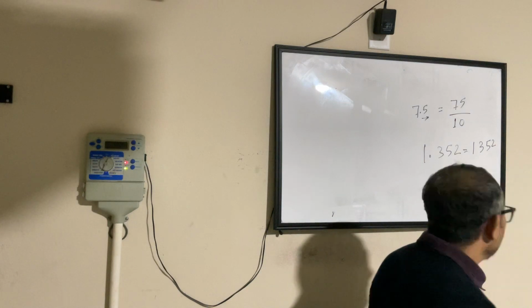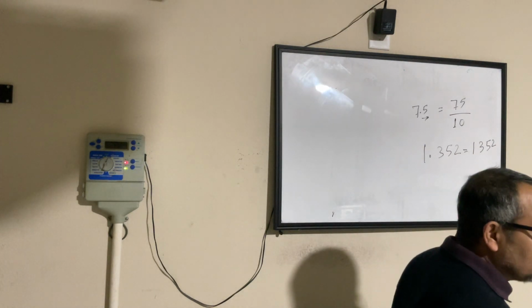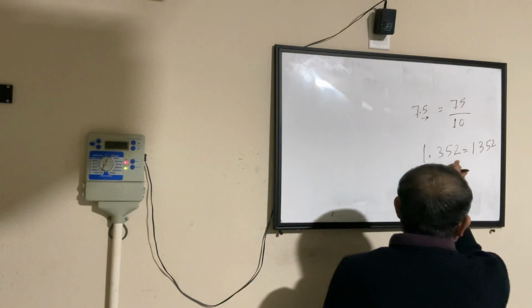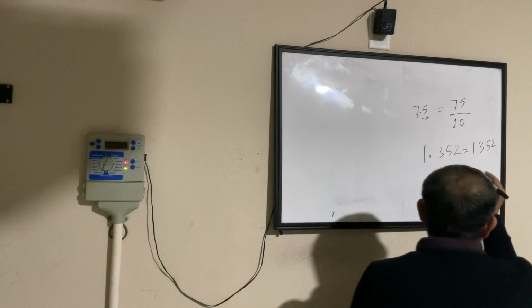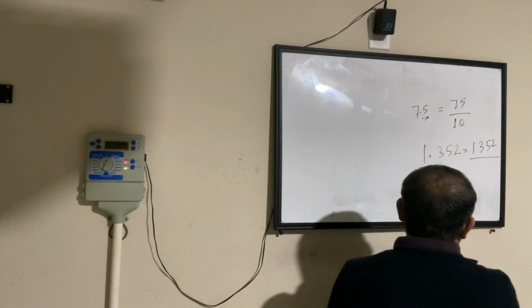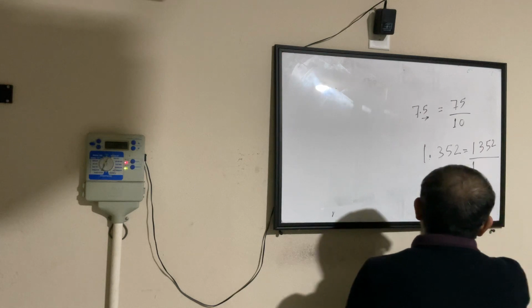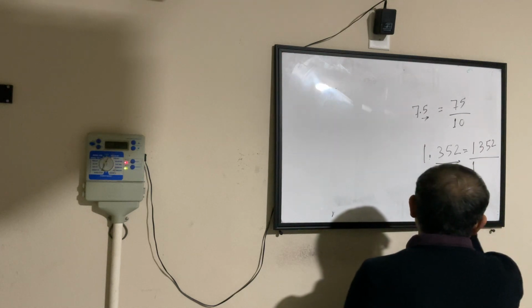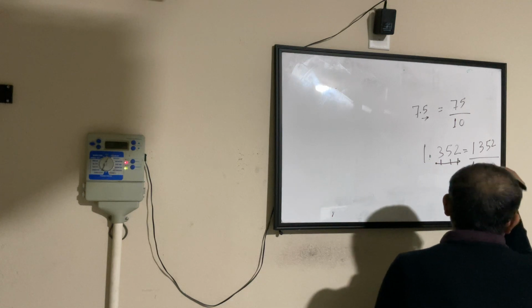Okay? If I have 1.352, if I have to convert this to a fraction, what will I do? I will just write the number as is, 1352. I'll forget about the decimal for a little bit, and then I will take care of it. So I have a decimal. For the decimal I'll write a 1. And then count how many digits I have after the decimal. 1, 2, 3. I'll write 3 zeros. Done.